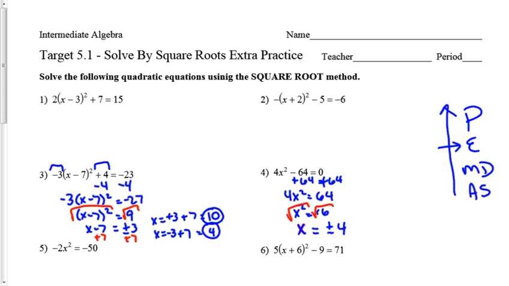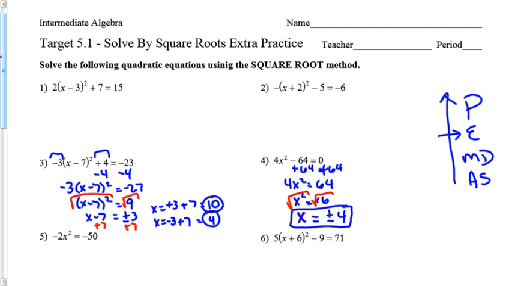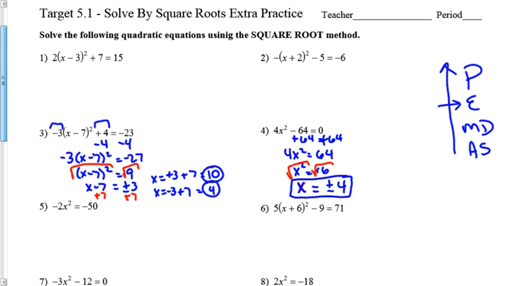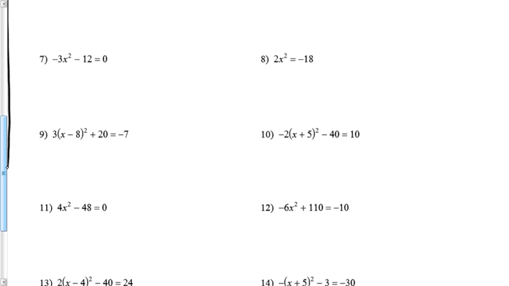Now notice when it's in standard form, you get a positive and negative, same answer all the time. But when it's in vertex form, you actually get 2 different answers. So keep that in mind. All right, so those so far all had perfect squares when we square rooted. But what happens when it's not perfect squares? So let's look at number 10.